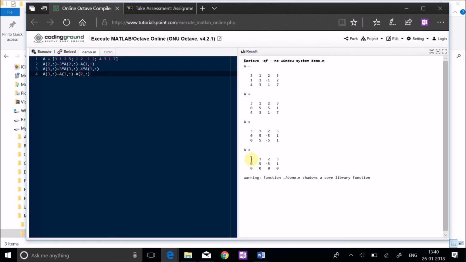So this is how we row reduce a matrix, and I hope you got it.